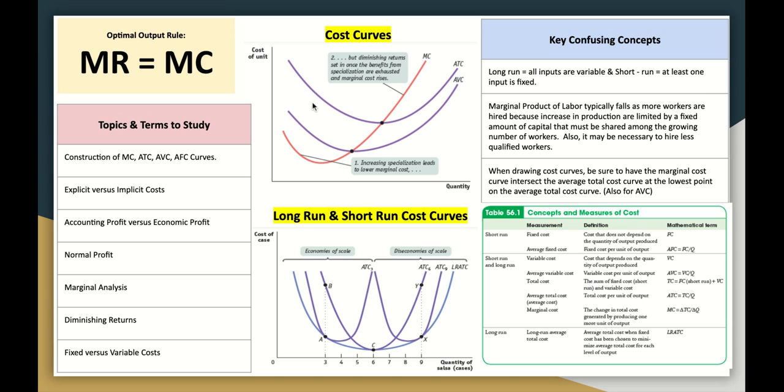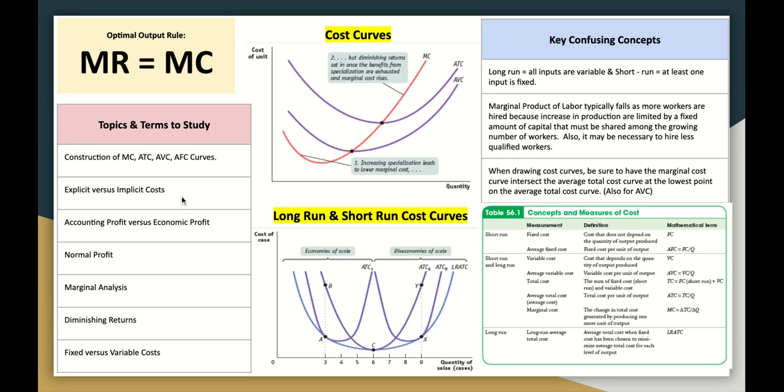Remember, we have a big gap in between the ATC and the AVC at low levels, and that becomes smaller at high levels of quantity because this is distributing those average fixed costs. The marginal cost curve is always going through the bottom of the AVC and it's always going through the bottom of the ATC. Make sure you understand the difference between explicit and implicit costs.